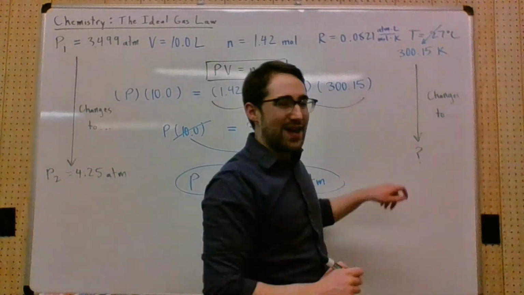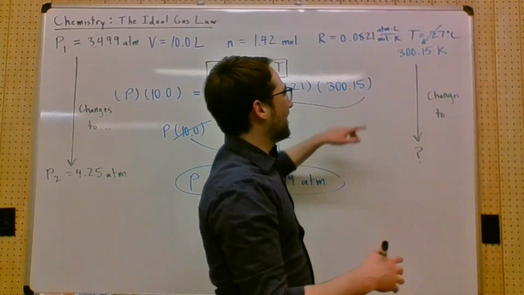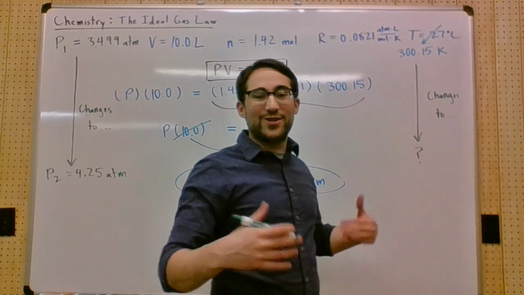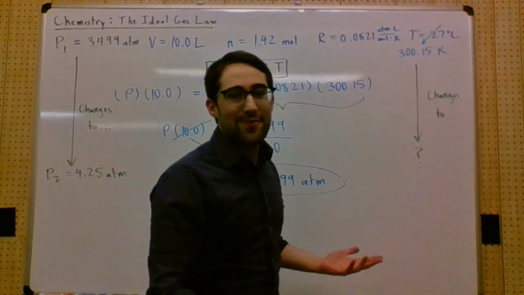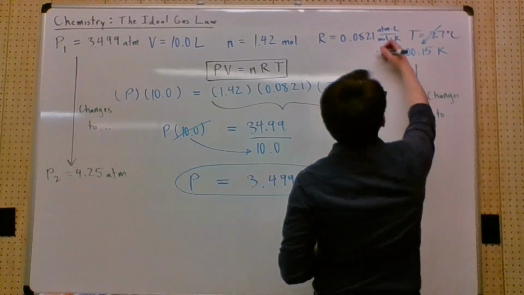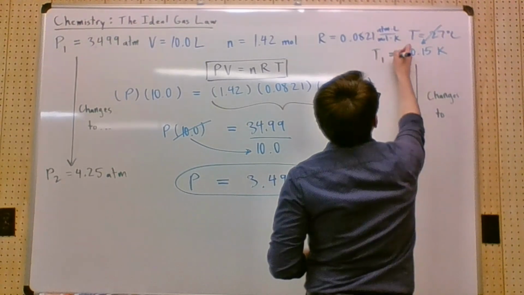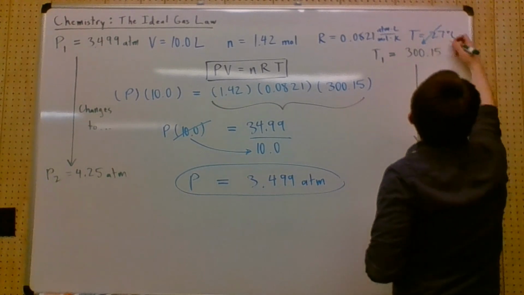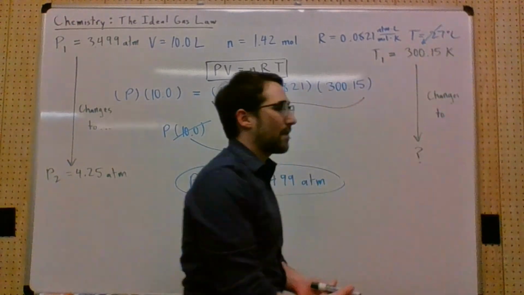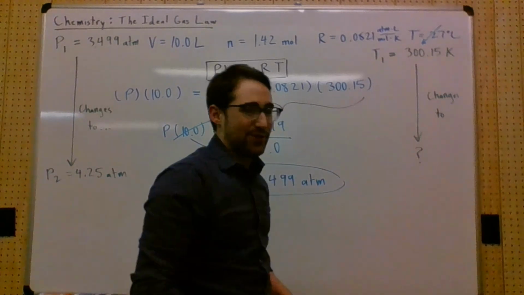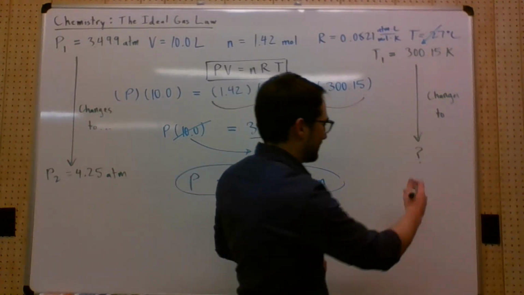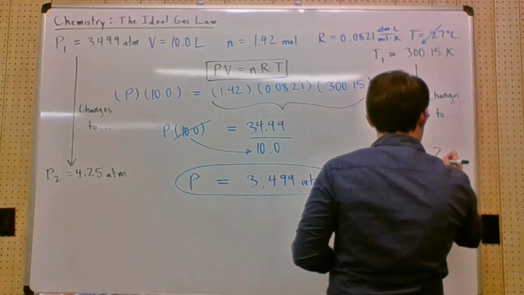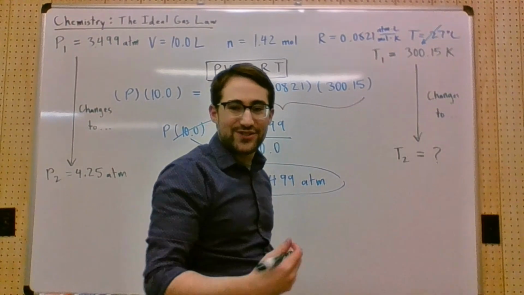So we want to find out what that new temperature is. Before, in the ideal gas law, we started at 300.15 Kelvin. So that's my original temperature. We call that T1. So let's label that. So if I'm trying to find this new temperature, that's what we would call the T2. I'm trying to find this new temperature.